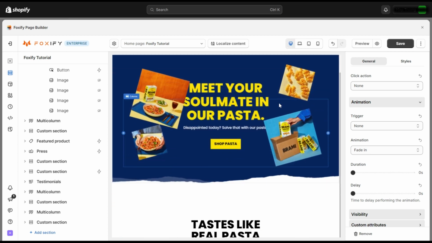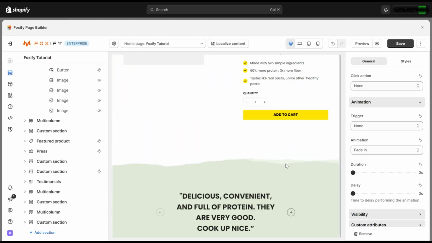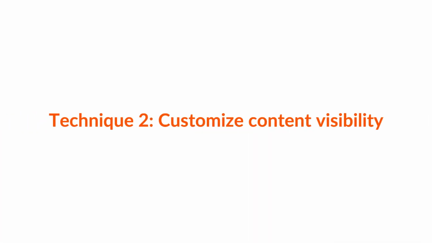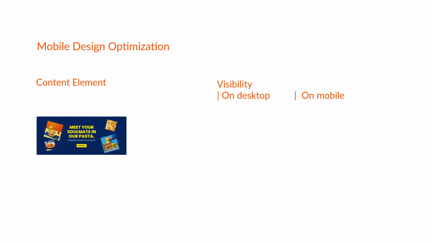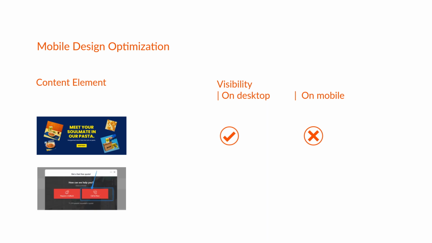Let's come to the second technique of optimizing page designs for mobile commerce. Technique number 2, customize content visibility. Content elements can sometimes work best in a specific screen view. For example, a large image can only be displayed well in desktop view and should not be displayed in mobile views. Or a phone call button should be shown only in mobile views to not cause confusion for desktop users.